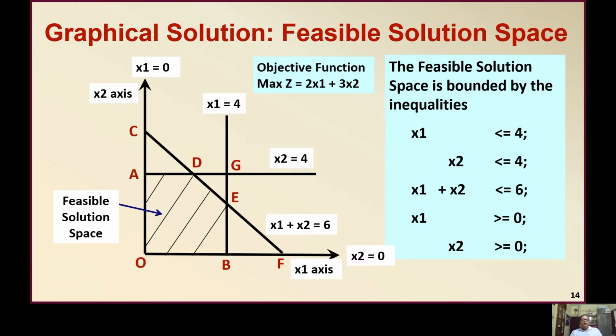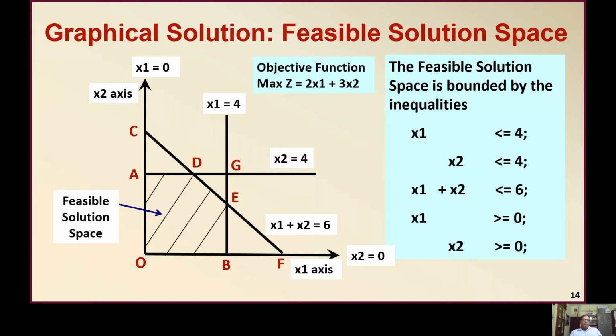As we go further, x1 values are increasing, but x2 values are all zeros. So you can say that this line represents x2 equal to 0. Similarly, the x2 axis represents x1 equal to 0. Then we have 3 more lines. What are those 3 lines? x1 equal to 4, x2 equal to 4, and x1 plus x2 equal to 6.